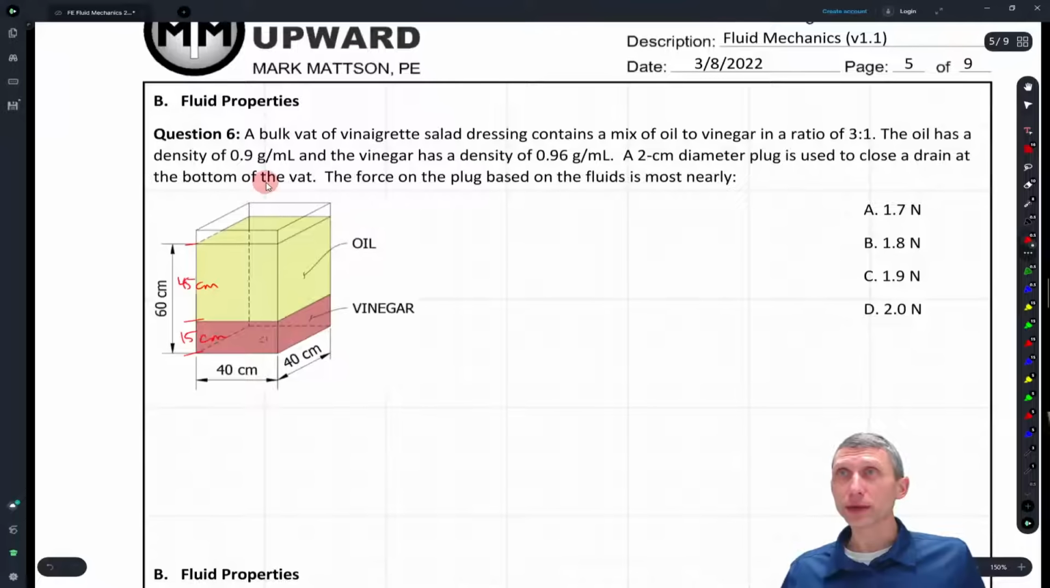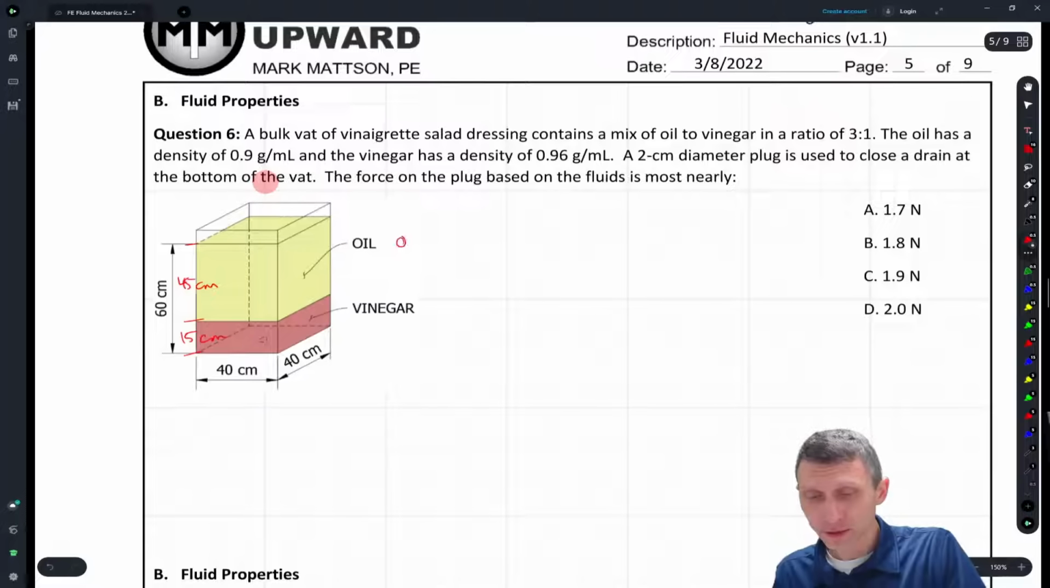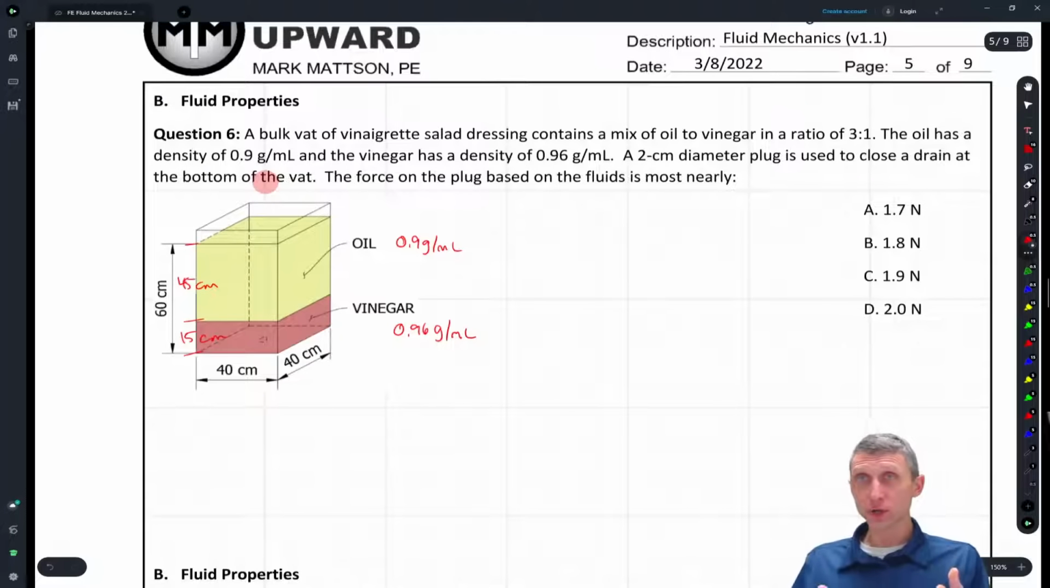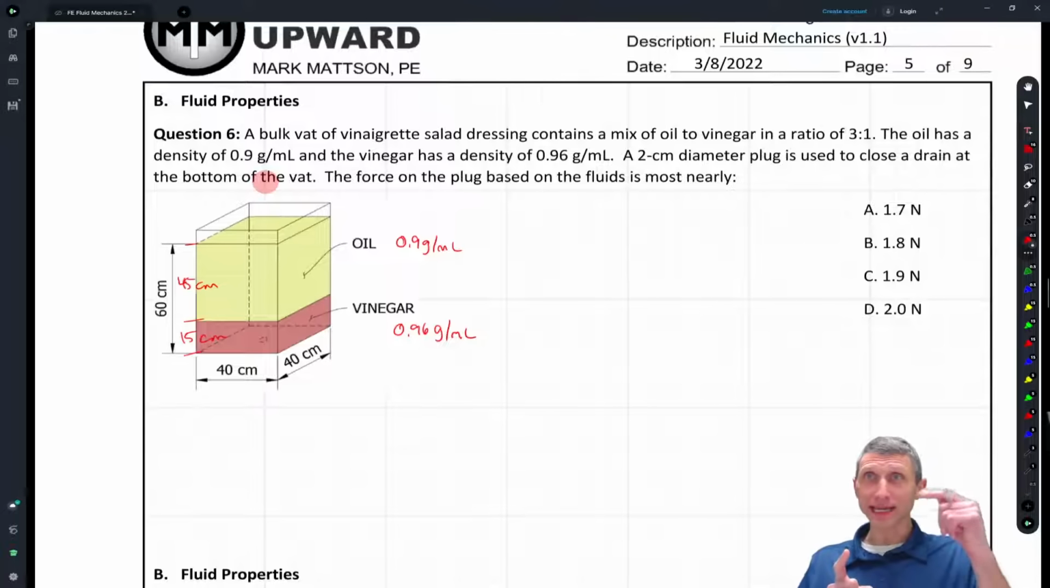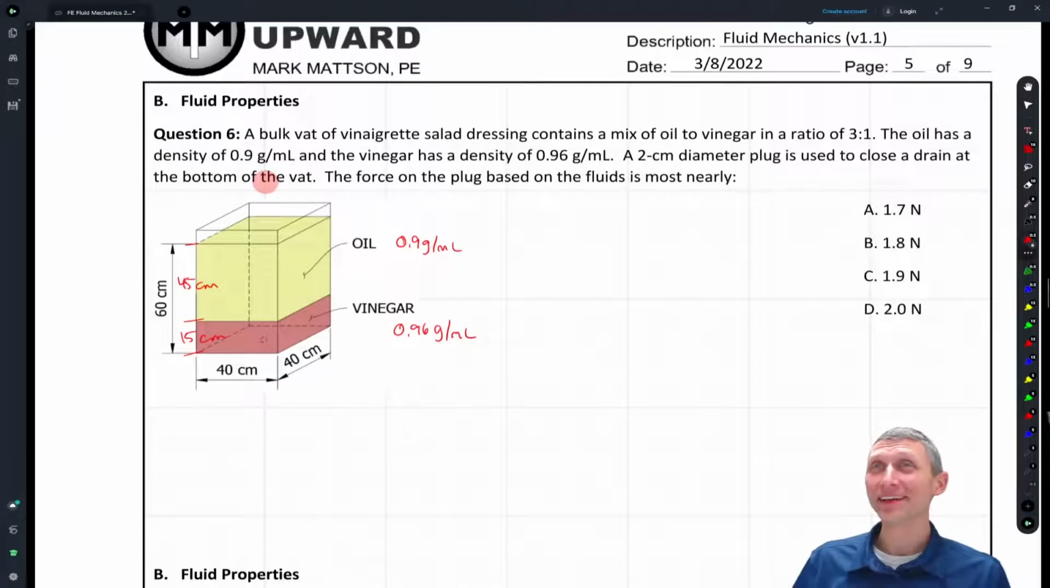Oil has a density of 0.9 grams per milliliter. The vinegar has 0.96 grams per milliliter. The good news is I put the less dense one on top of the more dense one. The more dense one's on the bottom. Didn't screw that one up yet. Okay, so we got that going.